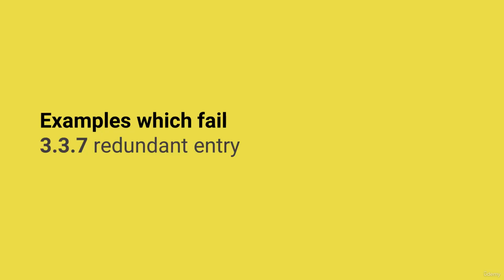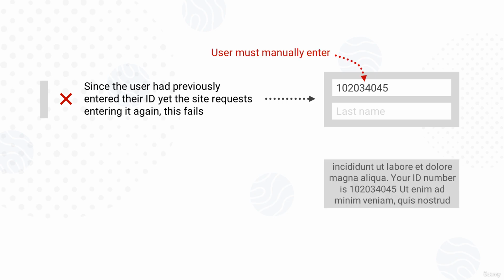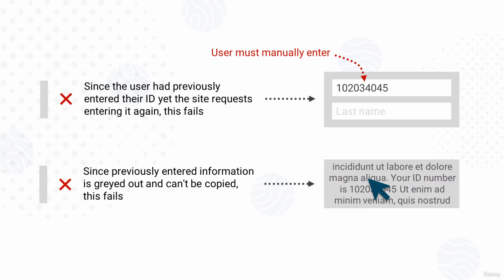What does failing this success criterion look like? Since the user had previously entered their ID, yet the site requests entering it again, this fails. Since previously entered information is grayed out and can't be copied, this fails.